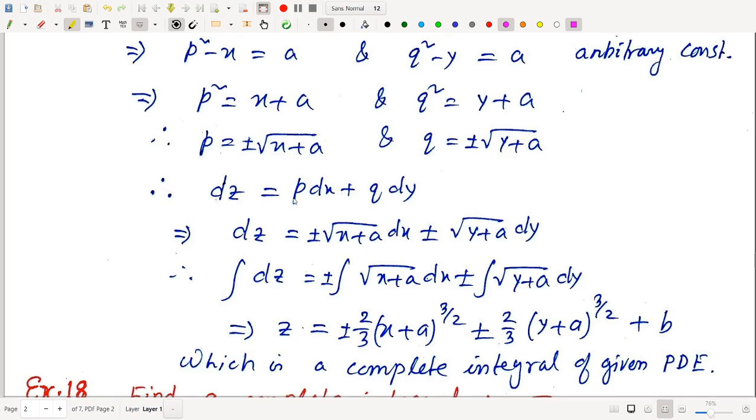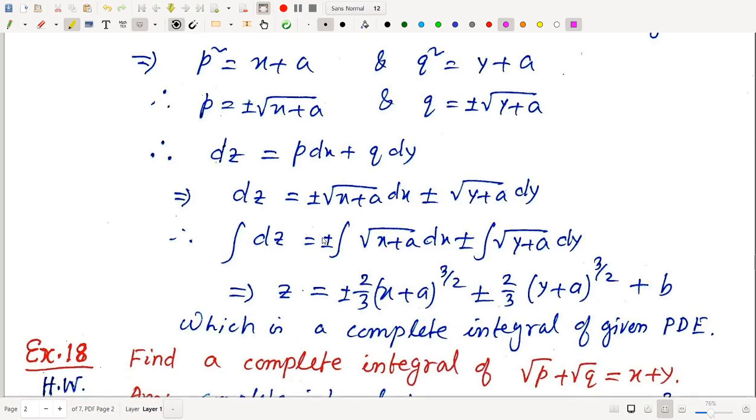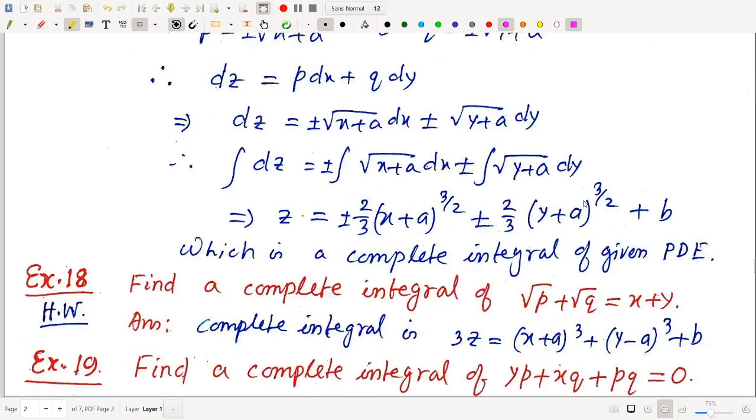Therefore dz is p dx plus q dy. So values of p and q are substituted and then integrated, and the integration is (x plus a) to the power half, so half plus 1 divided by half plus 1, that is 3 by 2, divided by 3 by 2 means multiplied by 2 by 3. Here also the same thing, power 3 by 2 multiplied by 2 by 3, and integrating the constant, plus b. So this is a complete integral of the given PD.